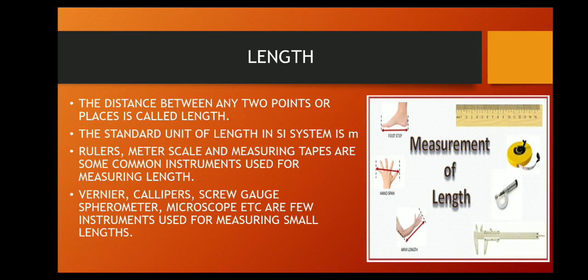What is length? The distance between any two points or places is called length. The standard unit of length in SI system is small m, meter. Rulers, meter scale, and measuring tapes are some common instruments used for measuring length. Towards your right, you can see the instruments for measurement of length. Vernier calipers, screw gauge, spherometer, microscope, etc. are few instruments used for measuring small lengths. You need to draw the figures of instruments used to measure length in your notebook.